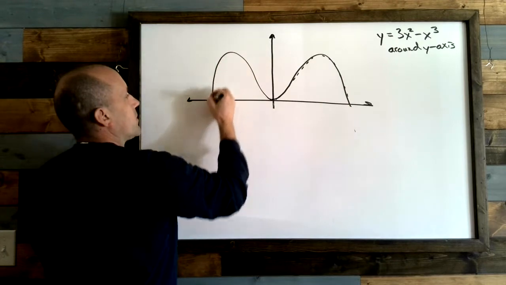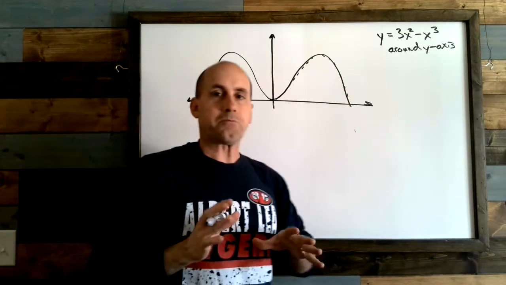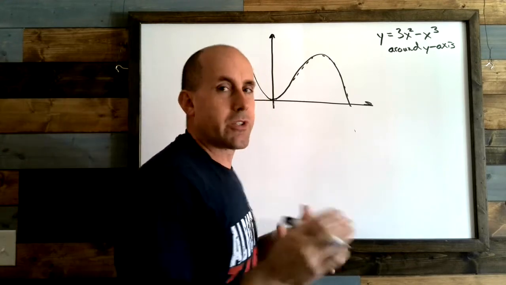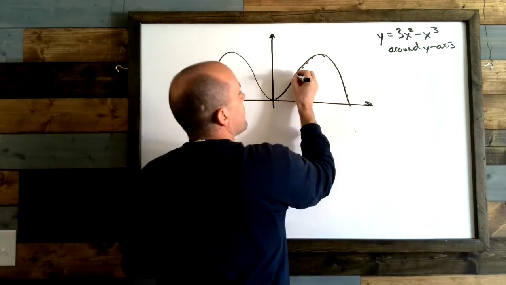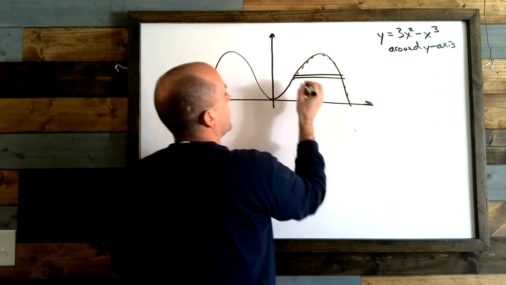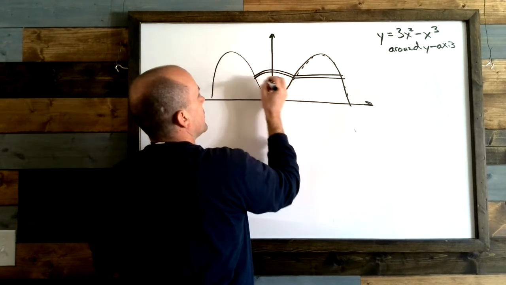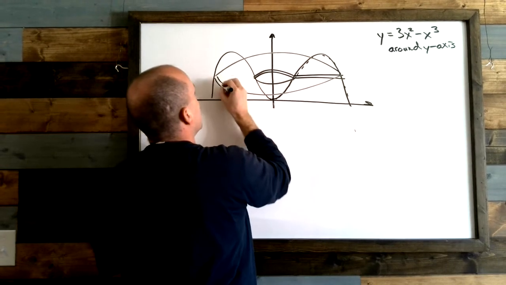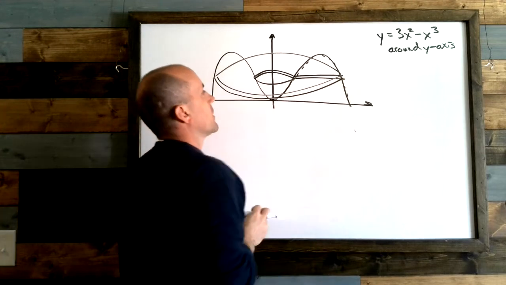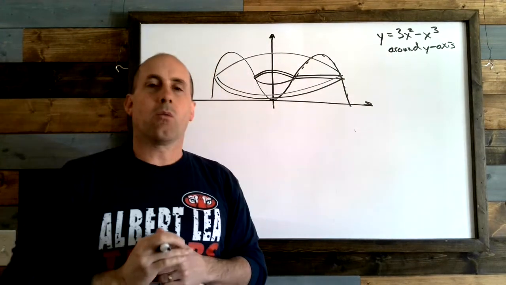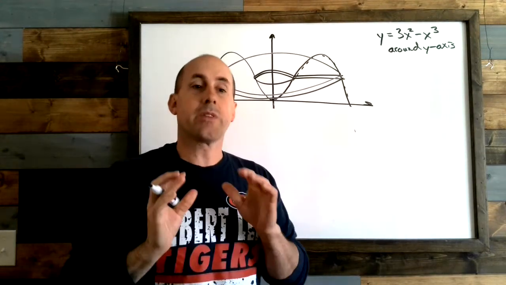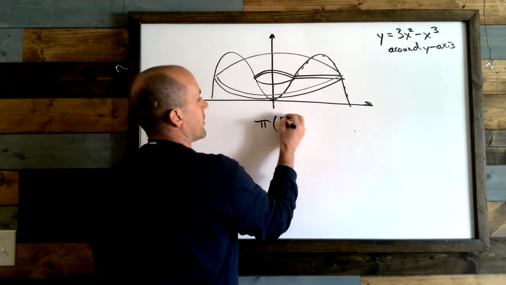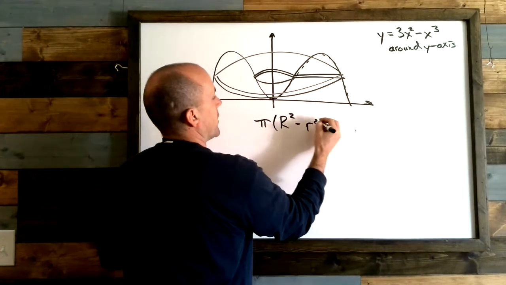And so your first thought is to set up washers. And if you're drawing this, don't draw this right now, because washers doesn't work. I'm going to show you why. As you make a horizontal revolution, you end up with that washer right there. And with that washer, you set up pi times big R squared minus little r squared.